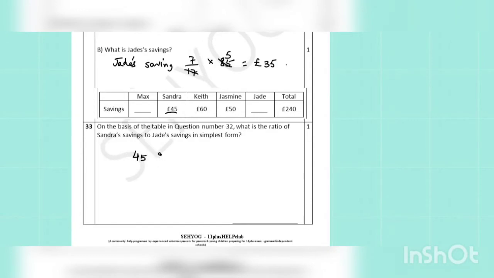Now the ratio of Sandra's savings to Jade's savings. So Sandra is 45 is to Jade is 35. We can reduce both by 5. So 45 divided by 5 is to 35 divided by 5, that is 9:7, which is our answer.